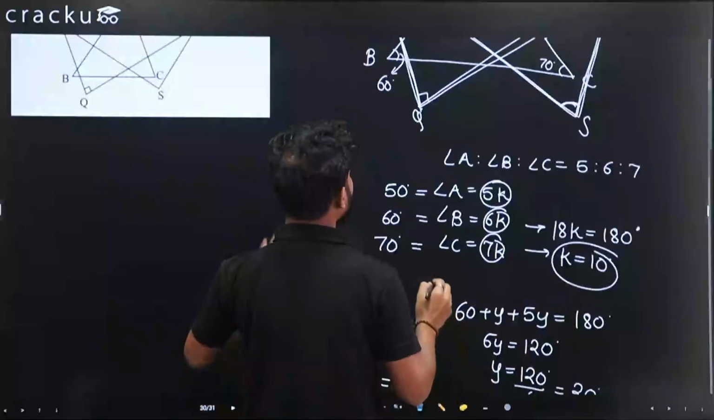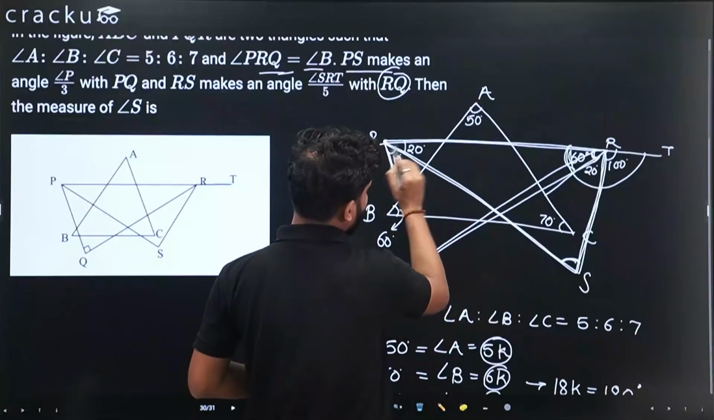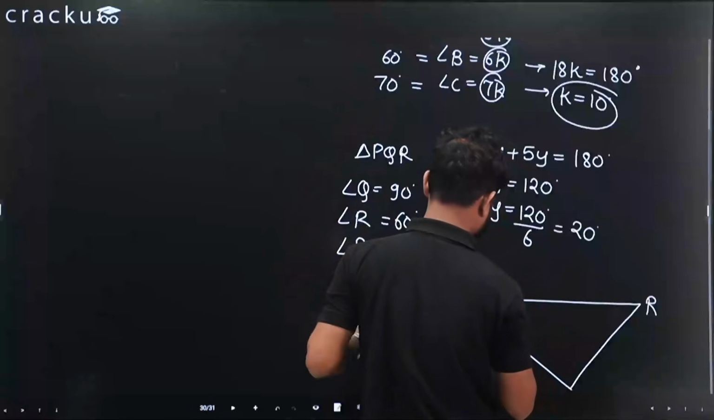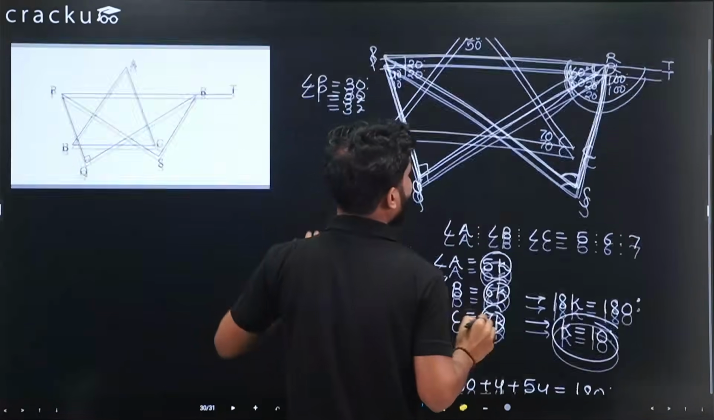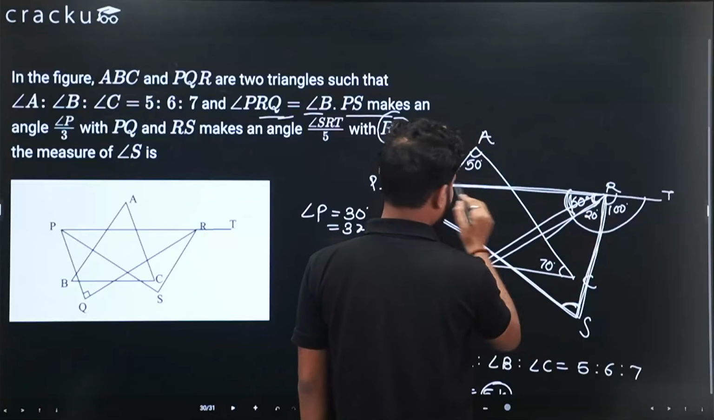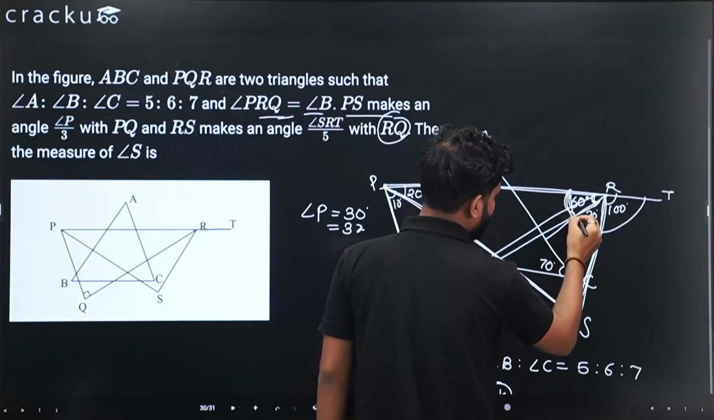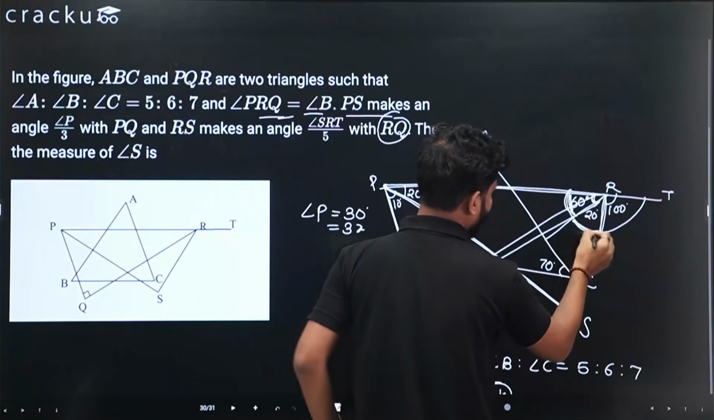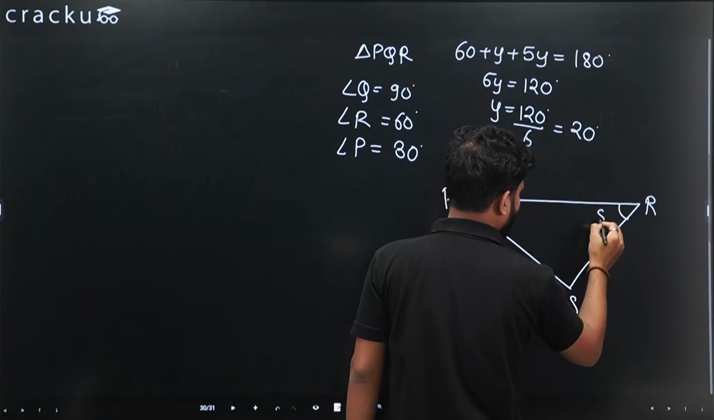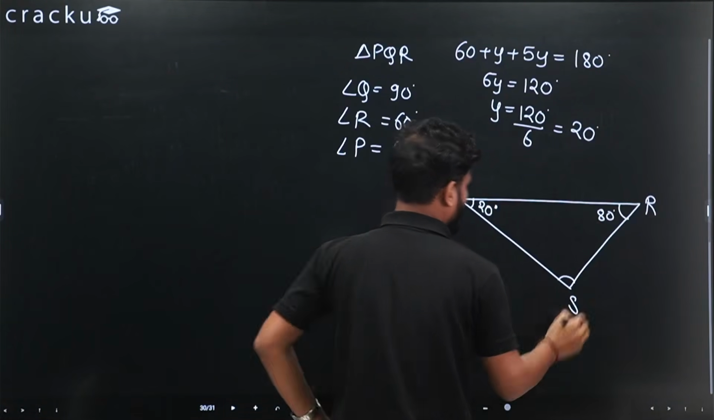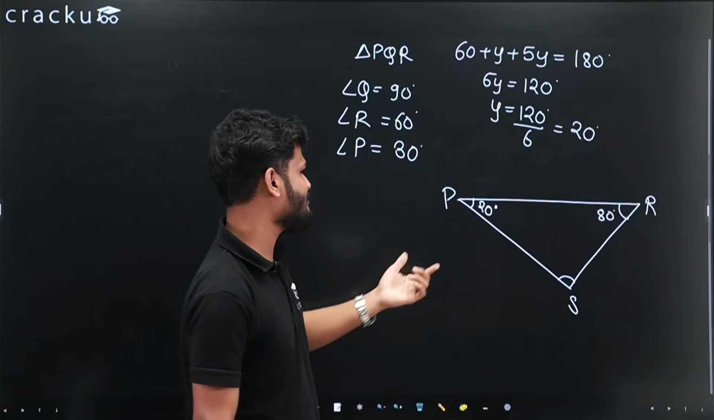What is this, PS and PR? Angle between PS and PR is 20 degree. Then angle between PR and RS is what? This is 60. This is 20. So total 80. So this will be 80 degree. We need to find the remaining angle. How do we find? Simple.